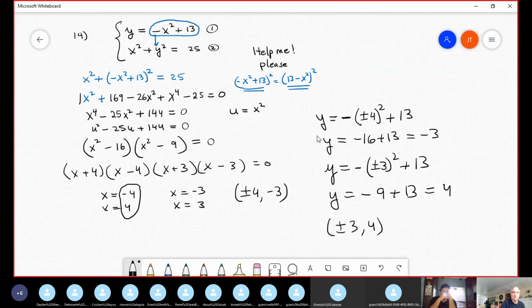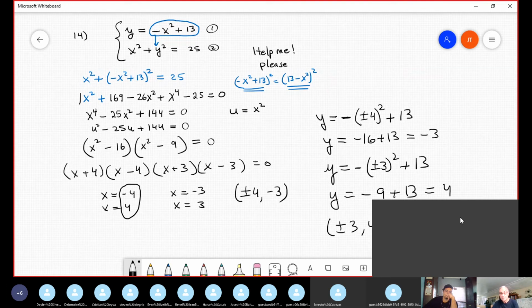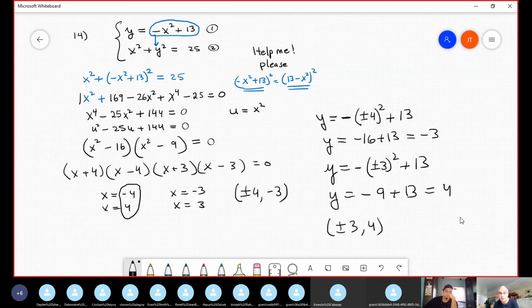Okay, let me check this to make sure that everything is okay. Let me copy the solution. Take image. The solutions are plus or minus 4, comma, negative 3, and plus or minus 3, comma, positive 4. Let me see in this one to make sure that everything is okay. I'm a little bit confused. Okay, checking this one. Switching to this one.